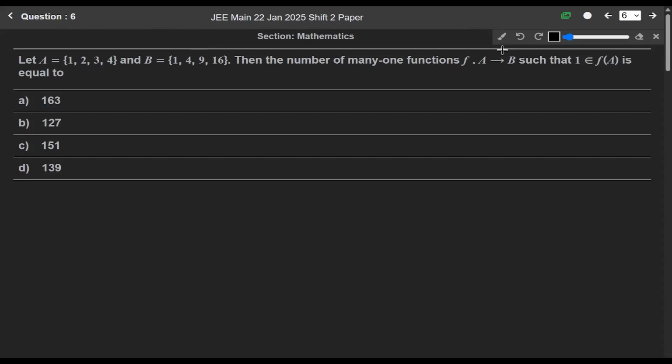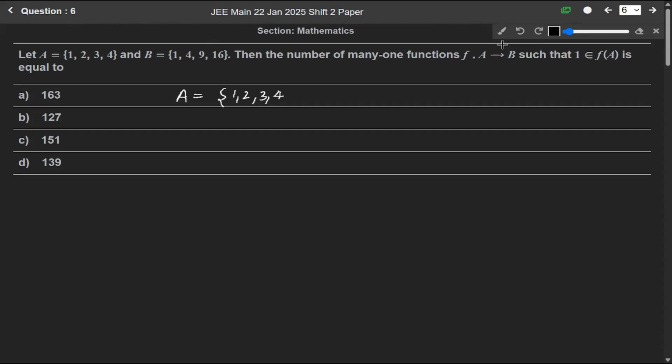Now next question is 6. Let A equals 1, 2, 3, 4 and B be 1, 4, 9, 16. Then the number of many one functions f from A to B such that 1 belongs to f(A) is equal to. Okay. So we are given A elements 1, 2, 3, 4 and B elements 1, 4, 9, 16. Okay. So total number of functions will be equal to 4 raised to the power 4.